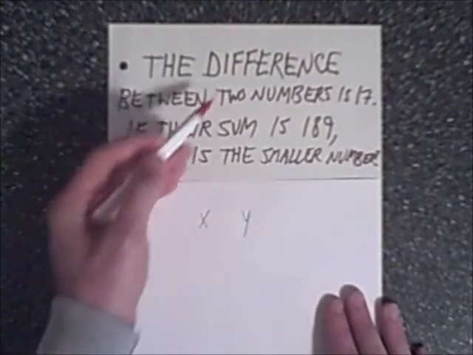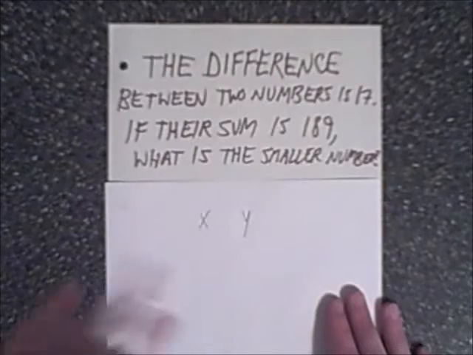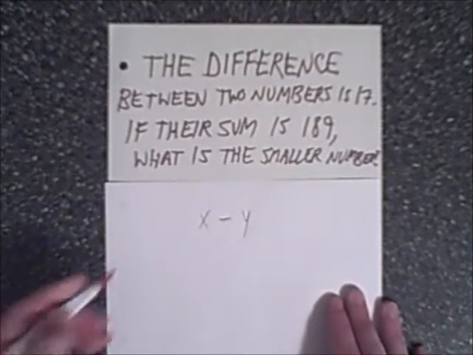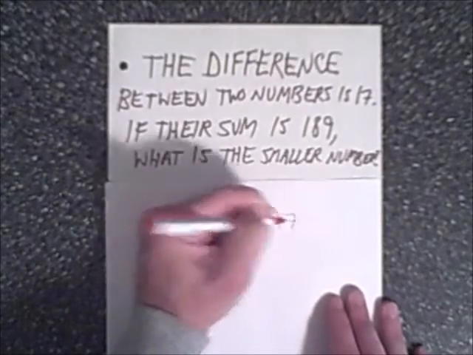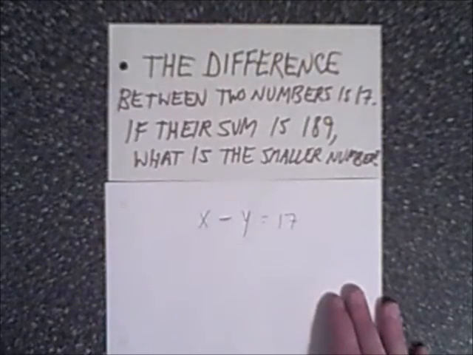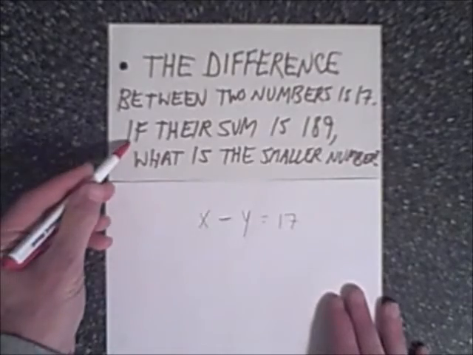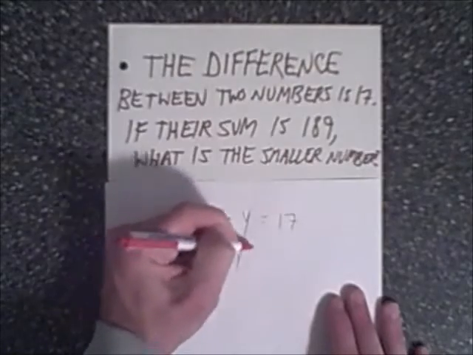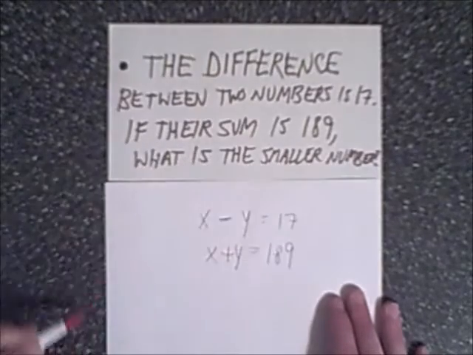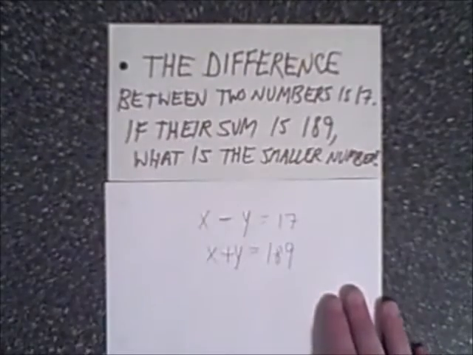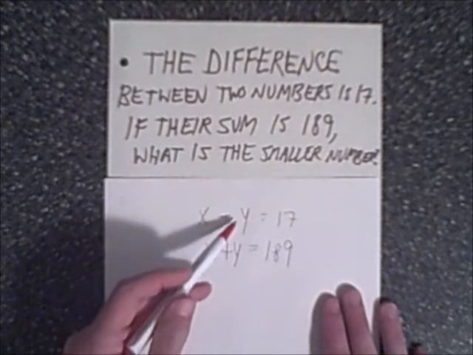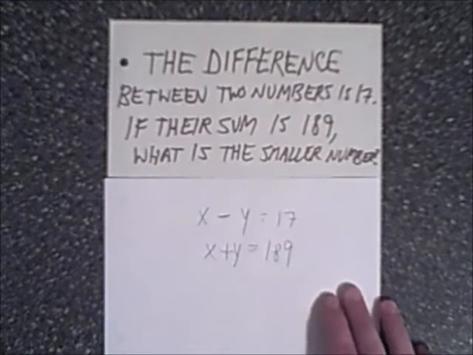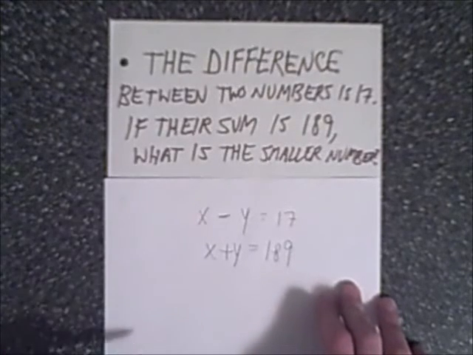And the difference means subtraction, right? Sum is adding them, difference is subtracting them. So let's say the difference is x minus y is equal to 17. Again, we'll see where we're going with this. And then their sum is 189. So x plus y equals 189. And we want to find what is the smaller number. And of course, in our case, y must be the smaller number, right? Because x minus y is positive 17. So it's a simple 2 equations, 2 unknowns.